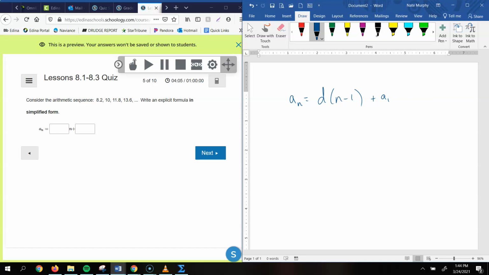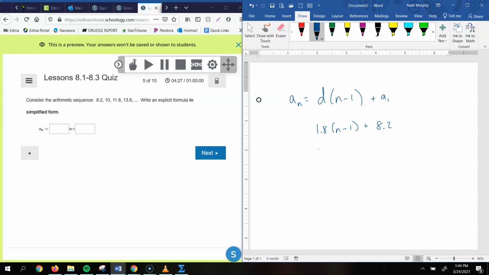So the first thing we need to do is figure out, well, what's my constant difference? Knowing that this is an arithmetic sequence, it doesn't matter which ones I subtract. I could take 11.8 minus 10 and easily see that's 1.8, or take 10 minus 8.2 and get 1.8. Either case, we end up getting 1.8 as a constant difference. And then our first term is 8.2.